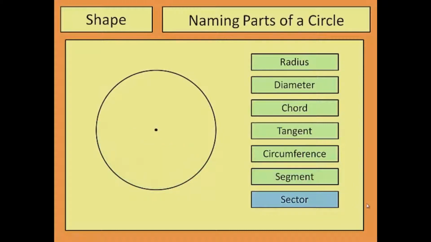And finally, a sector. A sector is created by drawing one radius, then another radius, and it's the area that's enclosed by both of these radii and the circumference of the circle. So this here would be a sector. Once again, it doesn't matter where you draw these radii. You could draw them here, and then that's a sector. You could draw them here, and then that's a sector.